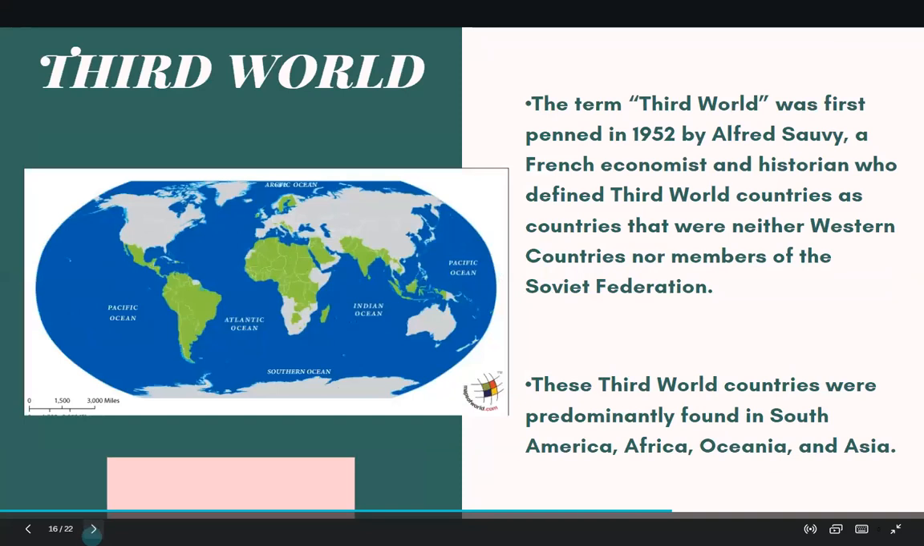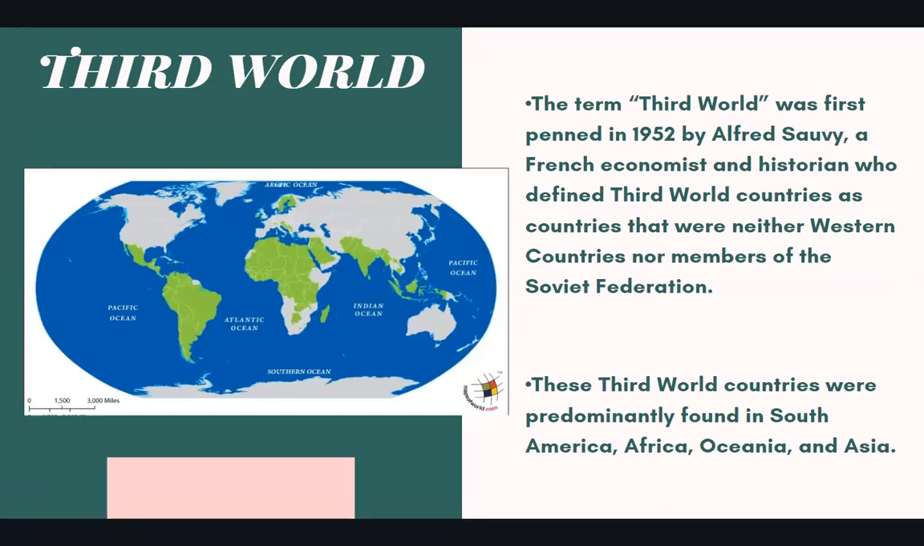Now, the third world, or the term third world, was first penned in 1952 by Alfred Sauvy as well, a French economist and historian who defined third world countries as countries that were neither Western countries nor members of the Soviet Federation. These third world countries were predominantly found in the continents of South America, Africa, Oceania, and Asia.